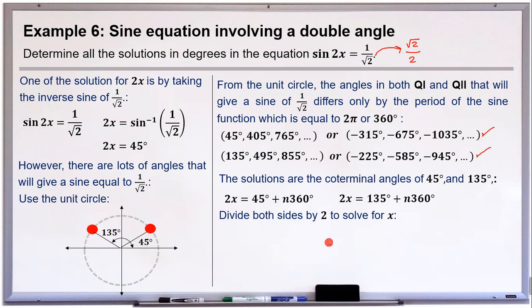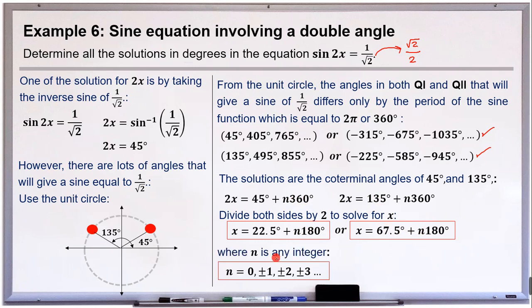Next, divide both sides by 2 to solve for x. So you have x equals 22.5 degrees plus half of 360, that's 180 degrees, times n. Then for the 135, divide by 2, that's 67.5, then plus n times 180 degrees. Where n here is any integer from 0, then plus or minus 1, plus or minus 2, and so on and so forth.